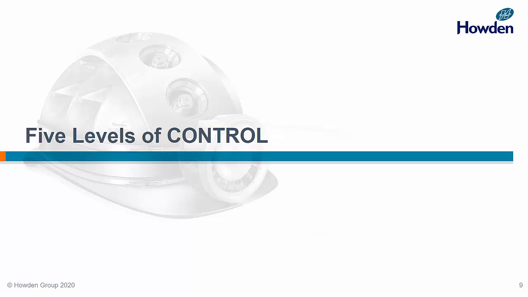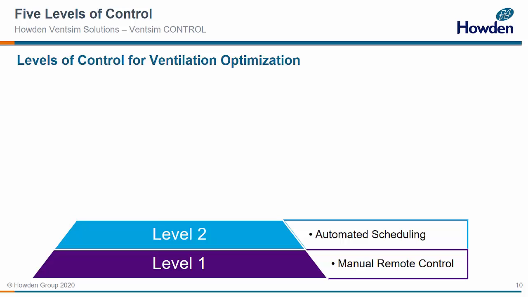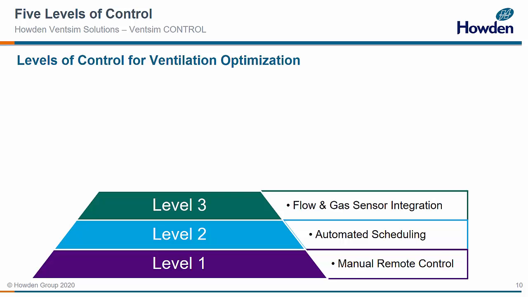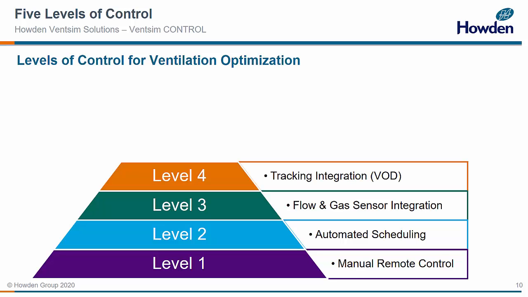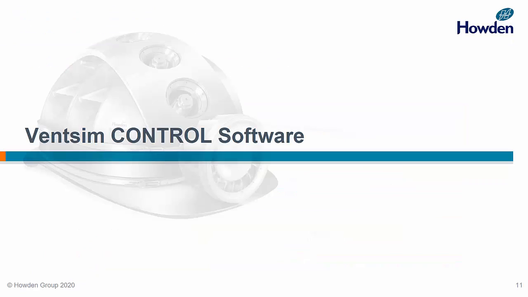Let's look at the 5 levels of control. So level 1 is manual remote control. Level 2 is automatic scheduling control. Level 3 is automatic flow control based on flow monitoring, as well as gas sensor integration. Level 4 is ventilation on demand based on the tracking integration. And level 5 is optimization algorithms such as speed optimizer, total demand, or custom controls.